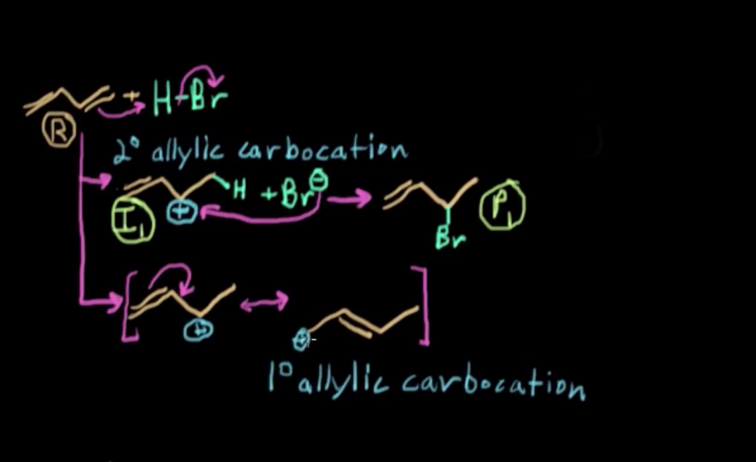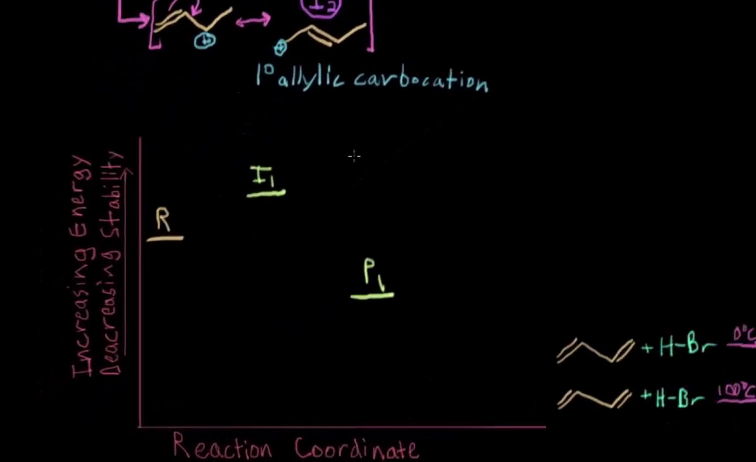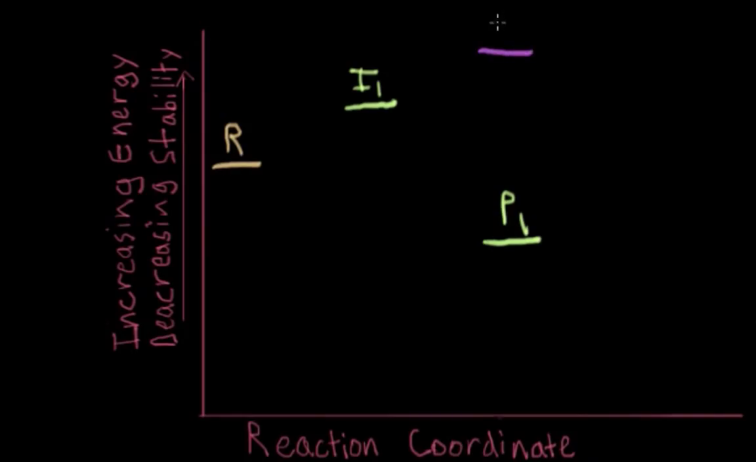Primary this time means that there's only one non-hydrogen species attached to the carbon with the carbocation, and allylic means that it is one carbon away from a double bond. And so let's label this as I2 for intermediate 2, and let's say intermediate 2 has an energy that is all the way up here. So we notice that I2 is higher energy than I1, and both of them are higher energy than our reactant, R.